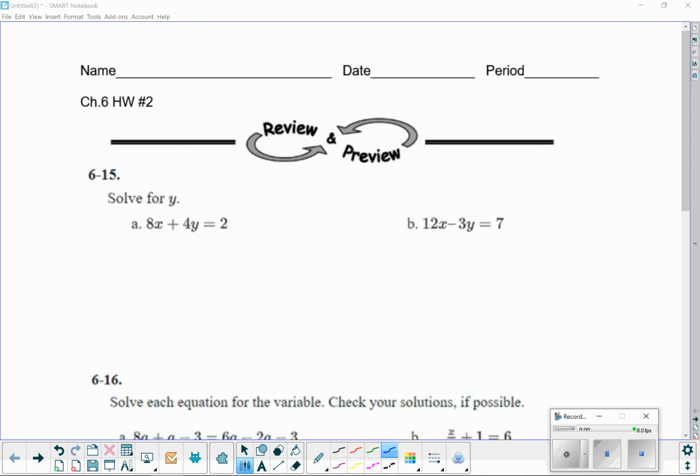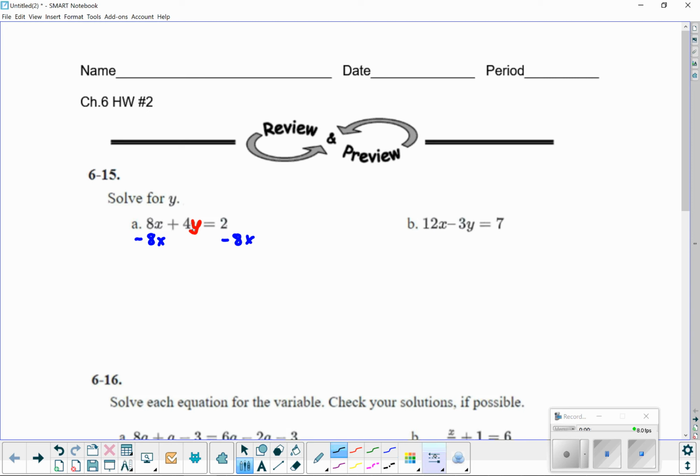Okay, let's do this. This is chapter 6, homework number 2. Number 15, letter A. We're going to solve for y, so keep in mind that we're focusing in on the letter y, which means everything else must go. So first of all, you need to get rid of the 8x, which you do by subtracting 8x from both sides.